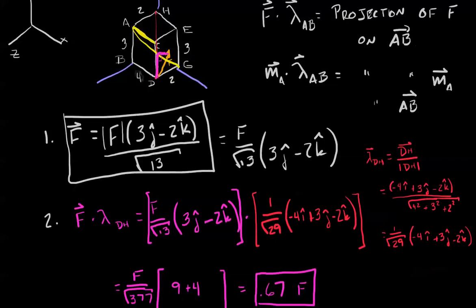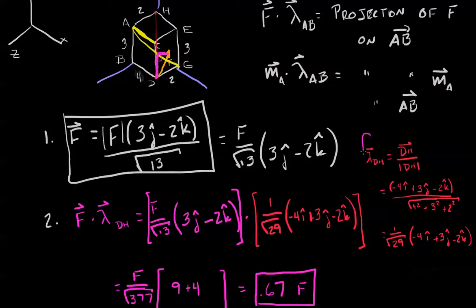First, I wanted to find out what the projection was, so I took F dot the unit vector. Oh, sorry about that. That should have a, it is a vector. The unit vector from D to H. So F as a vector is F over square root of 13. Square root of 13 is its magnitude. We've already gotten that. Times 3J minus 2K. And now I'm going to take the dot product.